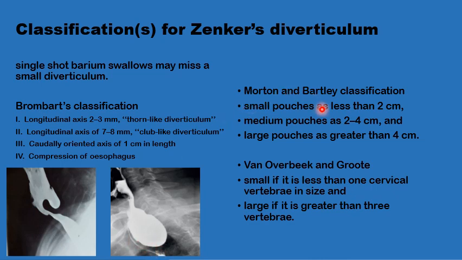There are other classifications. The Morton and Bartley would classify them if a pouch is less than 2 centimeters, it's small, between 2 and 4 centimeters it's medium, and above 4 centimeters it's large. And the Overbeek and Groote would classify them according to the relative size of the vertebrae. If the pouch is less than the size of one vertebrae, it is small. If it is more than 3 vertebrae, it is large.